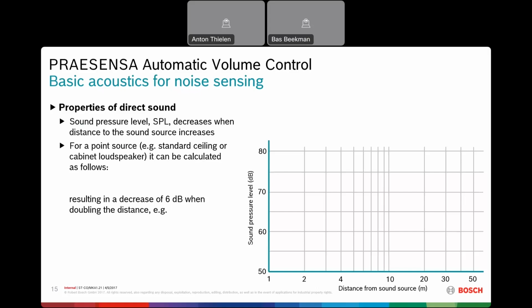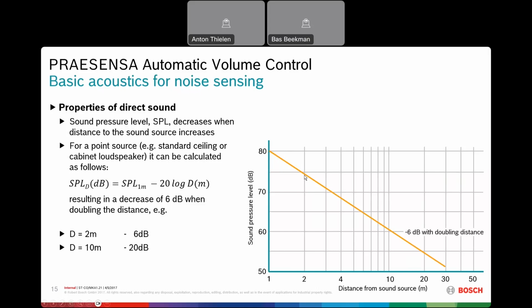For a sound source, for example a standard ceiling or cabinet loudspeaker, it can be calculated as follows. You have a decrease of 6 dB when doubling the distance. And in this diagram you can see that as follows. When you have at 1 meter a distance and a sound pressure of 80 dB, then when the distance is doubled, the sound pressure is reduced by 6 dB, and you keep 74 dB left here.